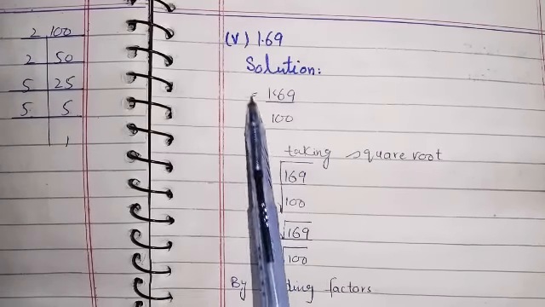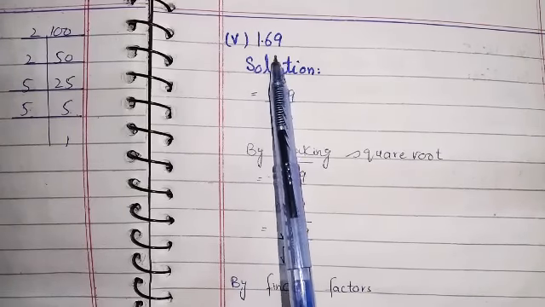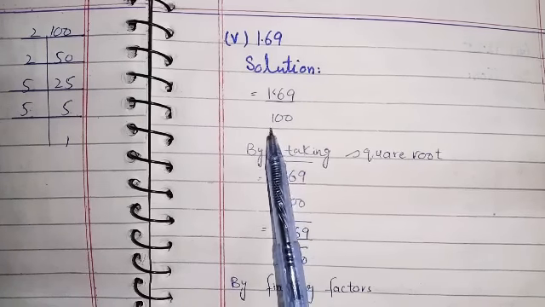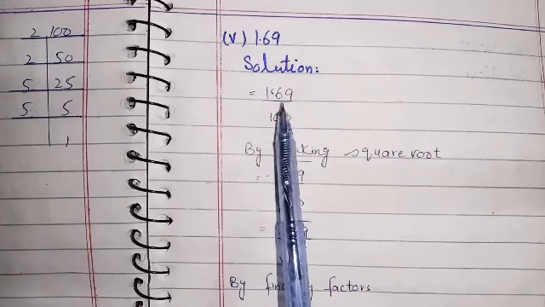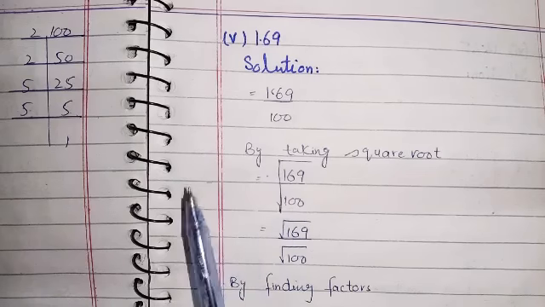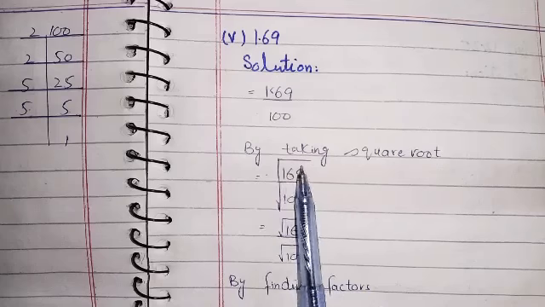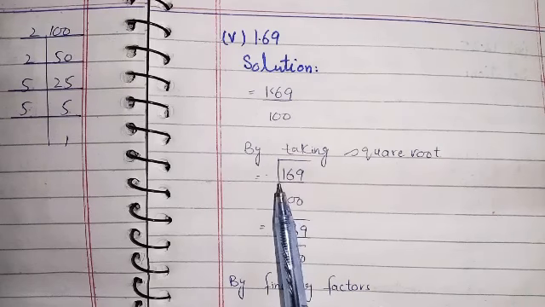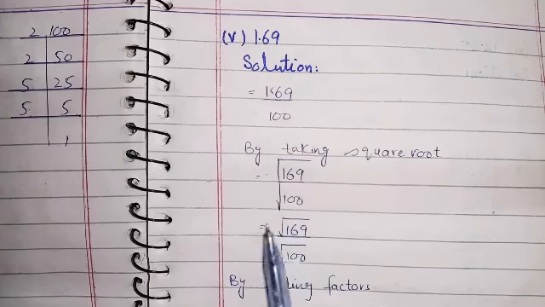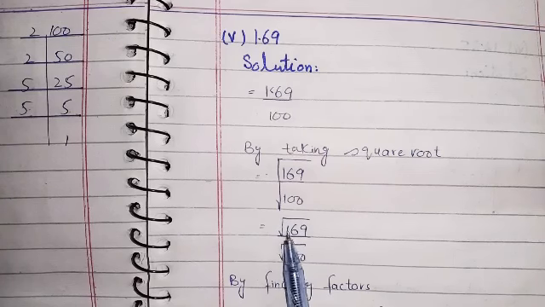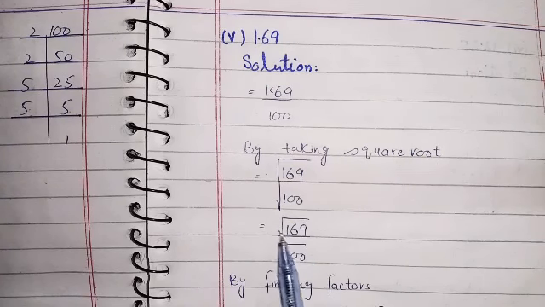Here is our part 5, 1.69. First we will convert the decimal into a fraction. After the conversion, we get 169 over 100. We will take the square root of the whole fraction. It means square root of 169 over 100. Now students, we will take the square root of the numerator and denominator. We will write square root of 169 over square root of 100.